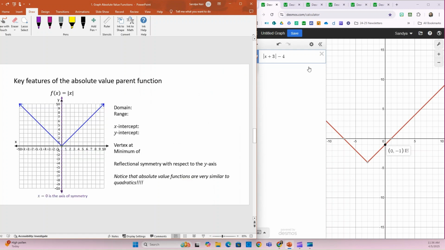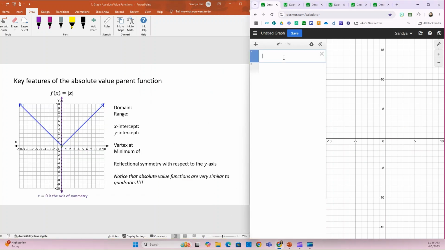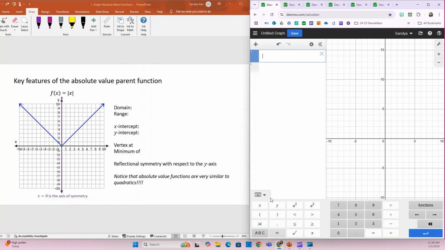So let's look at the absolute value parent function. Okay, let's look at the absolute value of x. And so I can go ahead and type that in Desmos. And let's identify all the important features of this function.